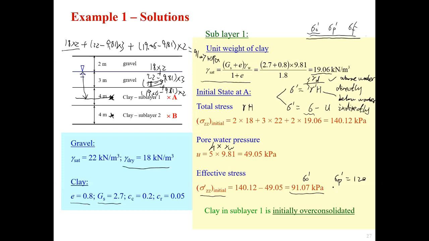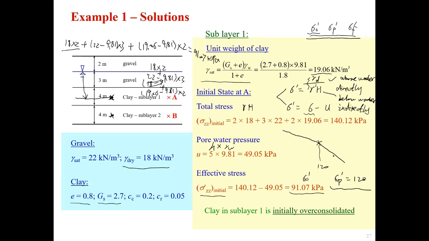But the main part I'd like to mention is here. The pre-consolidation stress is already provided. So what we can tell right now, again, is that we plot the two line segments here. So now sigma P is already here.